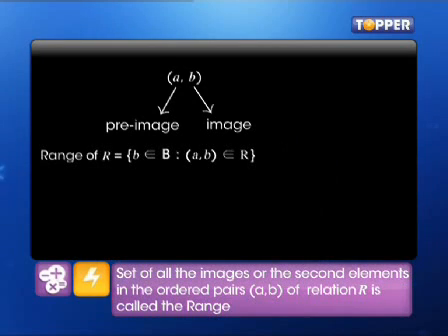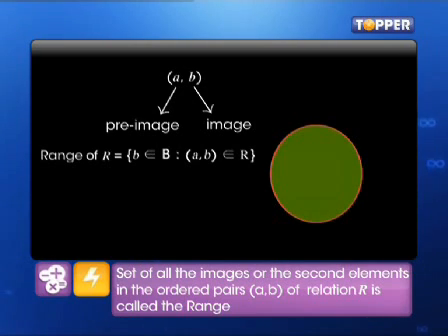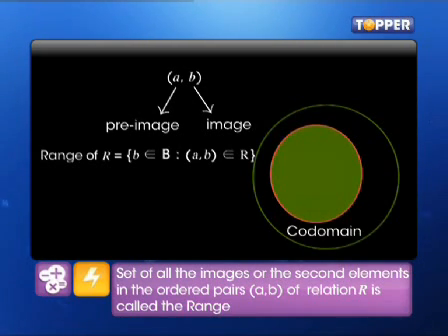The set of all the images or the second elements in the ordered pairs A, B of relation R is called by a special term, range. So the range is a subset of B, the codomain. We can say that the range is the set of all outputs of the relation.